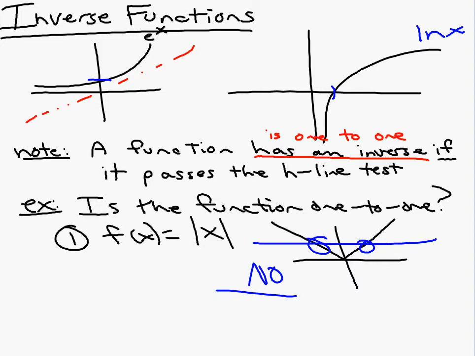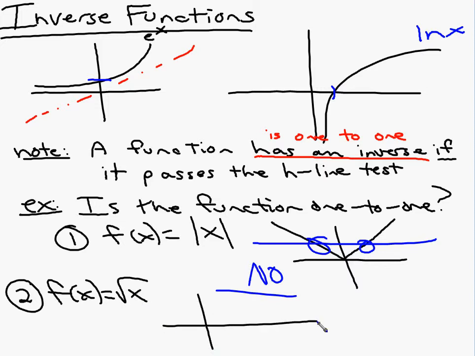How about our old friend, the square root of x? Is it one-to-one? Does it have an inverse? Yes. Most definitely. It just looks like this. So it passes the horizontal line test because it only hits it once.